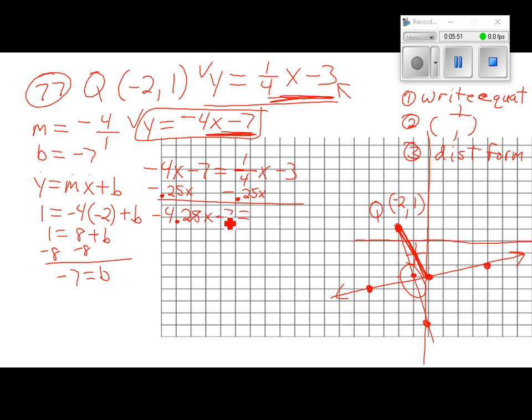Minus 7 equals, what's still left on that side over there if you can see it? What? Negative 3, good. Now what do we do next? How do we move that negative 7 over to the other side? Add 7. So we got negative 4.25x equals what? What's a negative 3 and a positive 7 give us?